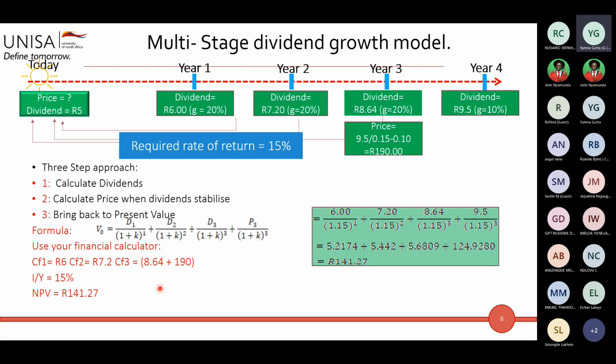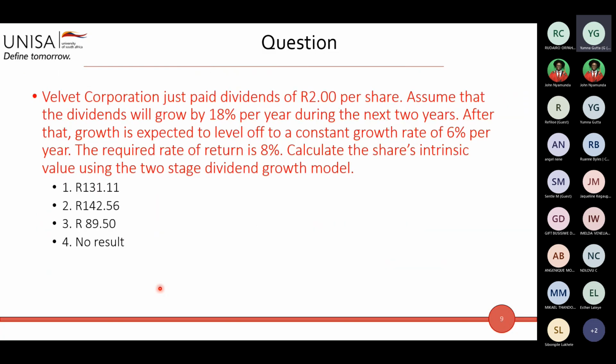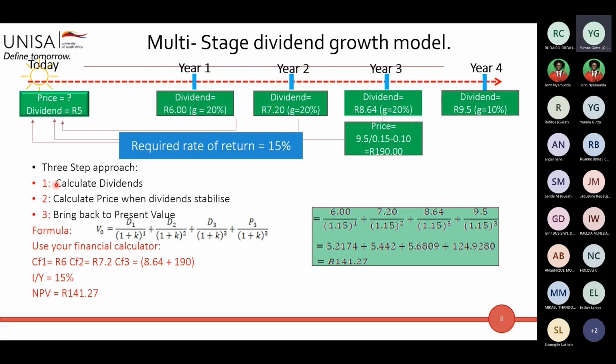So these are the 2 options which you can use. You're comfortable with your calculator? It's simple. You just enter in your values and you'll get the correct amount. If you want to do it both ways to make sure your answer is correct, do that as well. But these are your 2 options when calculating a multi-stage model. And just remember your steps. Calculate dividends, then you calculate your price, and then you bring it back to present value, right?